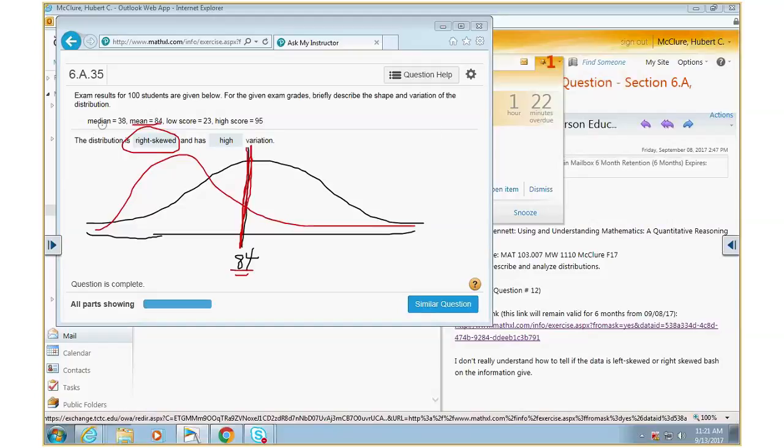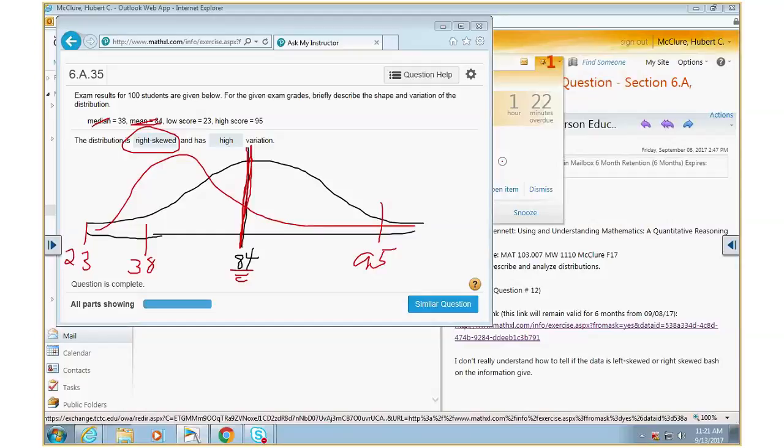Now, this says a median of 38. Well, what's the mean? That tells you right there that your data is out of whack, because the mean and the median should be close together if the data is valid. So you've got a median down here of 38, so you could just draw a line right here at 38. That takes care of that. Low score of 23. High score of 95. This should be what you're picturing in your head.